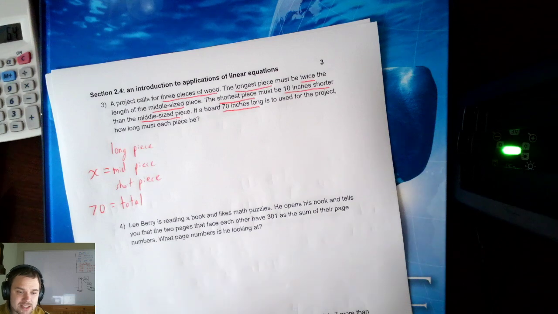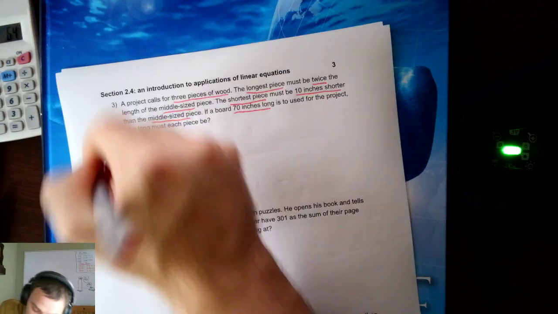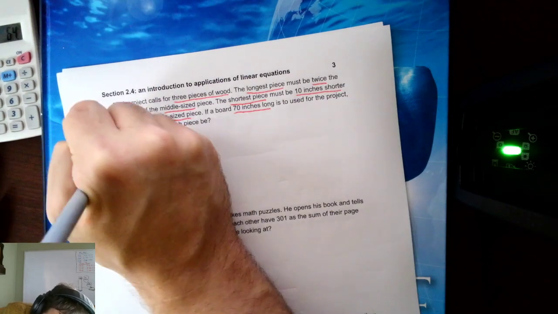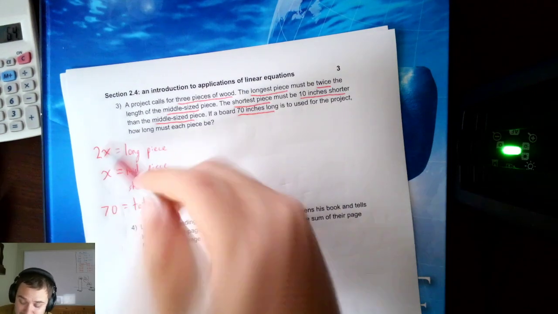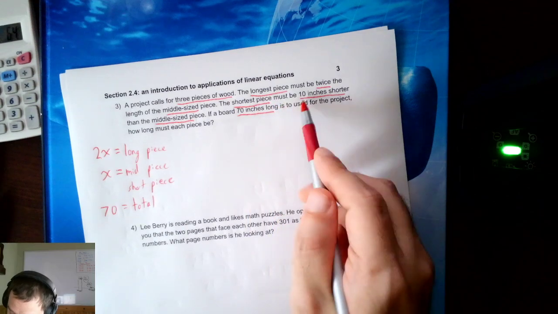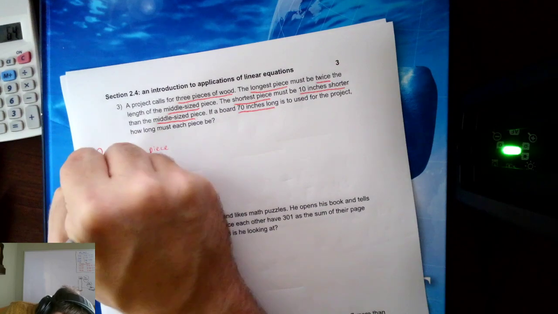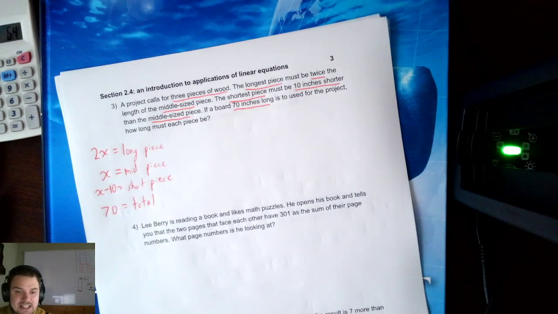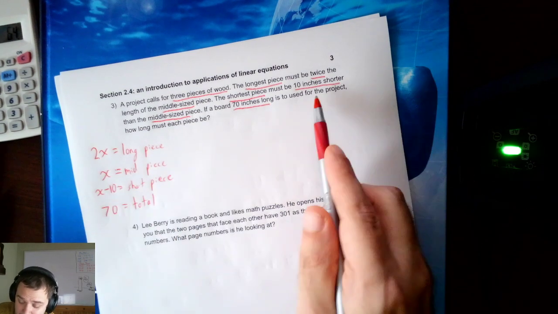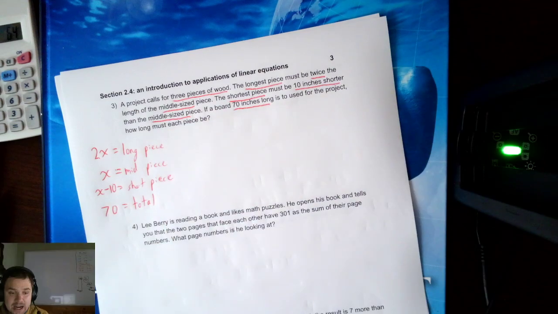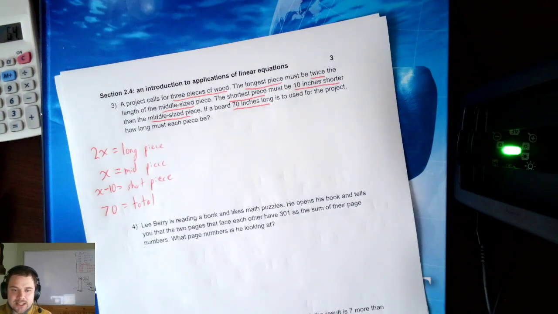Here's where I use the sentences. I use the words. The longest piece is twice the middle piece. Well, so the long piece is 2x, right? It's twice as big as the middle, 2x. And then the short piece is 10 inches shorter than the middle. So the short piece must be x minus 10. It's 10 inches shorter, x minus 10. I take the middle piece and subtract 10. So I've used the relational sentences to assign my variables.